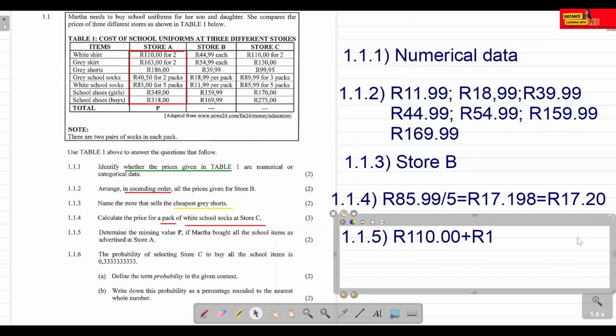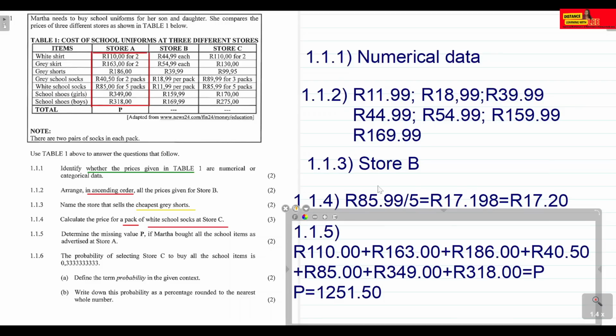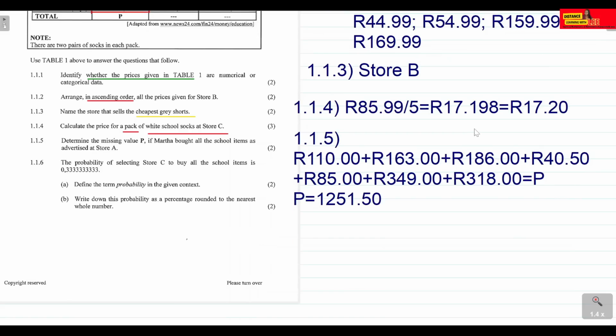So I'm just going to add up all these prices. If you add up all these prices together, 110 Rand plus 163 Rand plus 186 plus 40 Rand and 50 cents plus 85 Rand plus 100 plus 349 Rand plus 318 Rand, you'll find what the value of P is, right? And the value of P is actually equal to 1,251 Rand and 50 cents. Okay, let's have a look at the next question. Question 1.1.6.